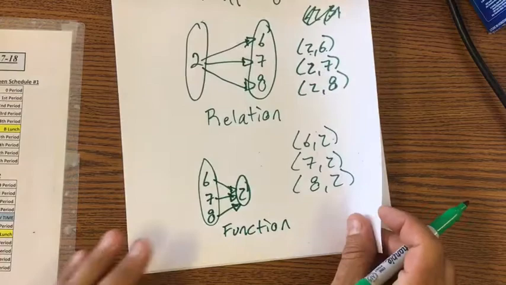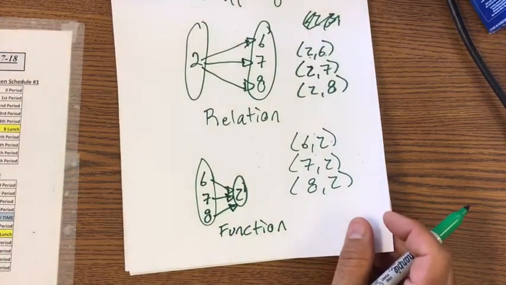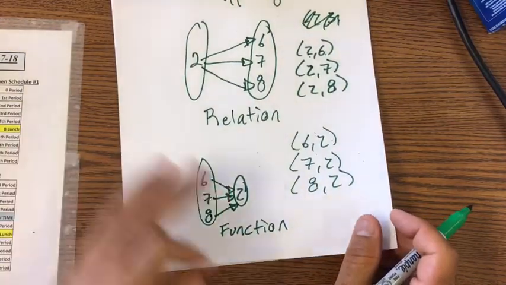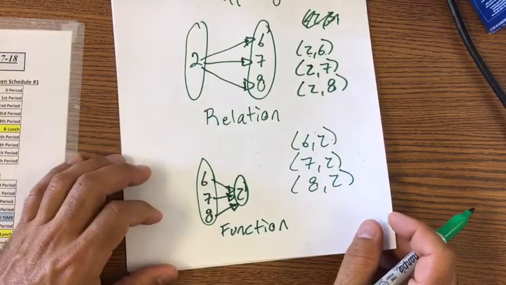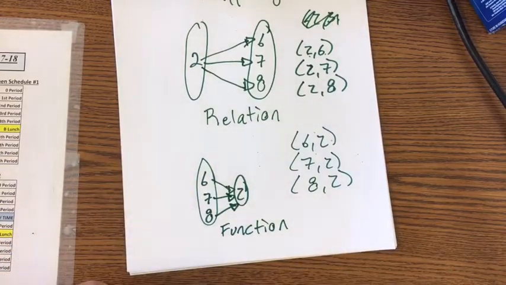Hopefully that makes sense. When you're looking at it, you just want to be able to tell, is the x throwing more than one arrow? And if it is, it's a relation instead of a function. Okay, we'll do some more in class.